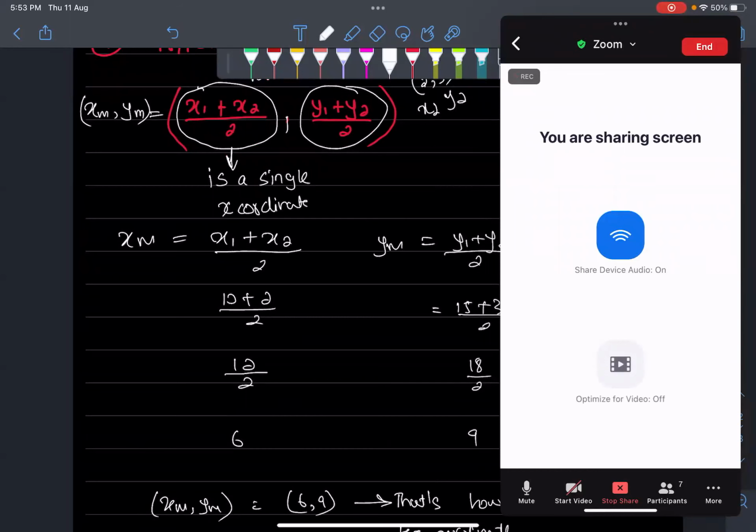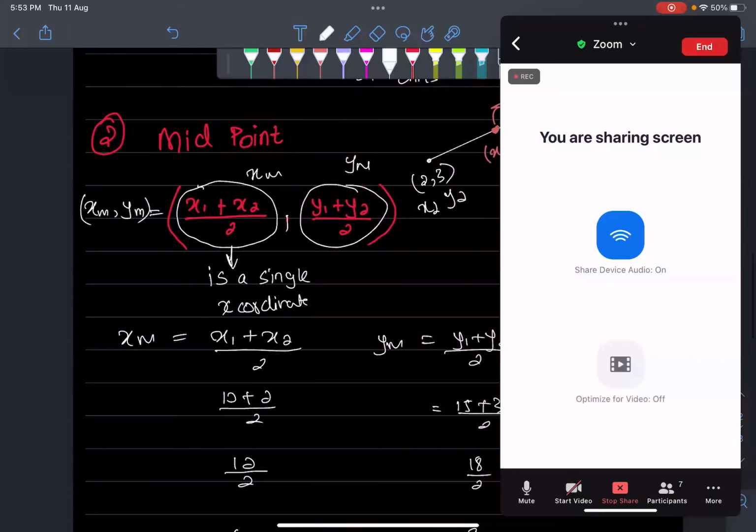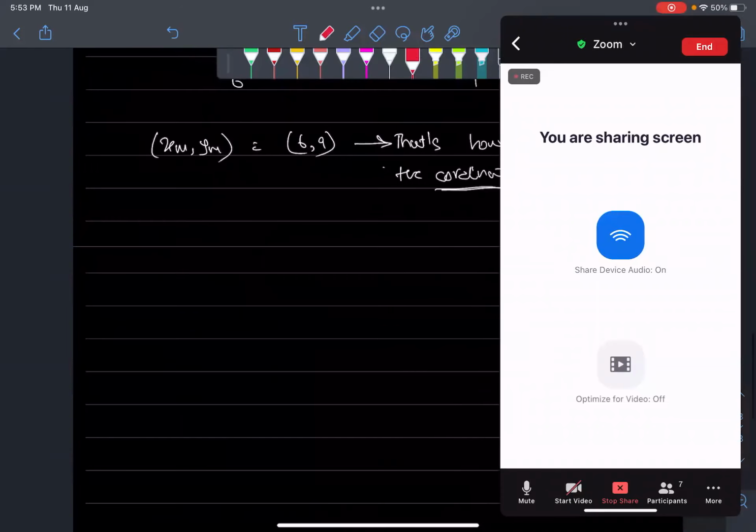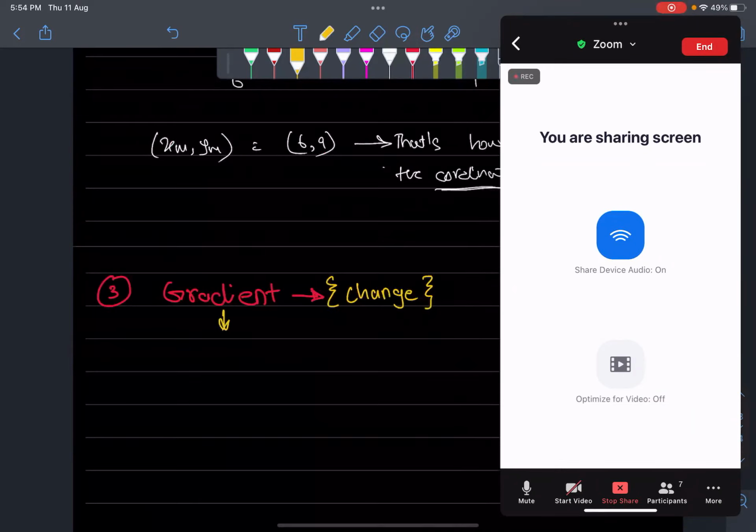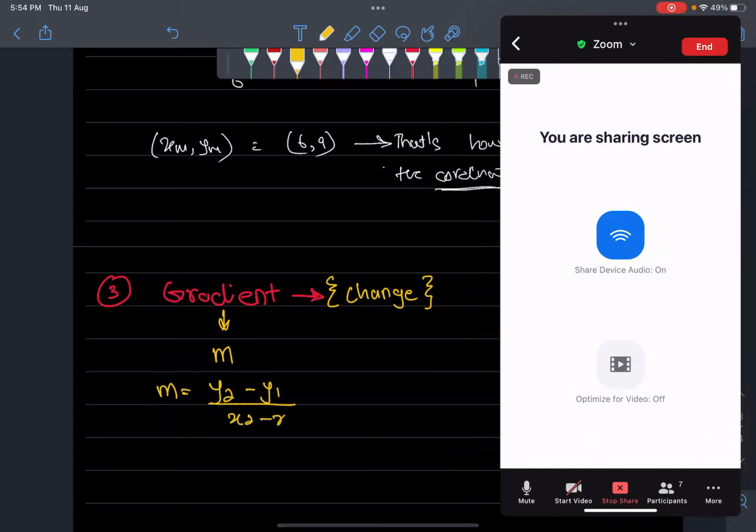We'll be moving on to questions of these formulas. I think let's do another formula and then we'll move on to the exercise. Okay. Now, this is 2. Let's move on to the third, which is gradient. What's a gradient? It is basically change. Okay. The letter used for gradient is m. So m is equal to y2 minus y1 upon x2 minus x1.